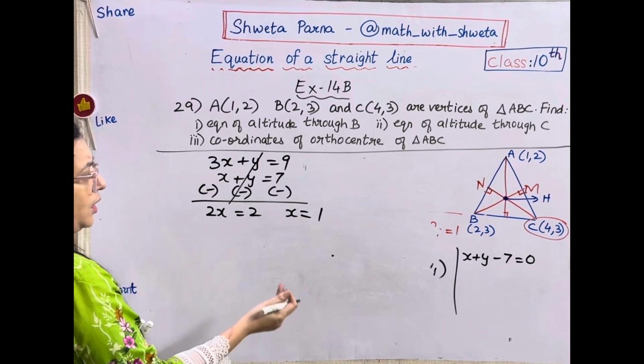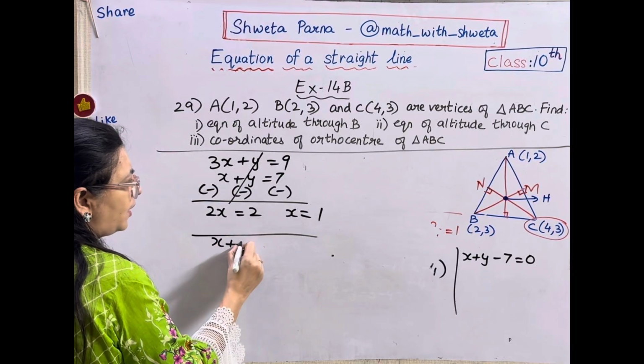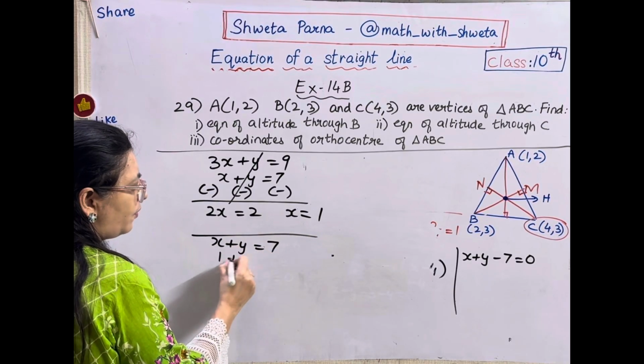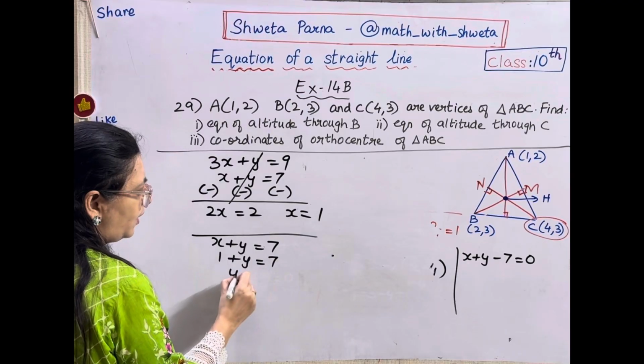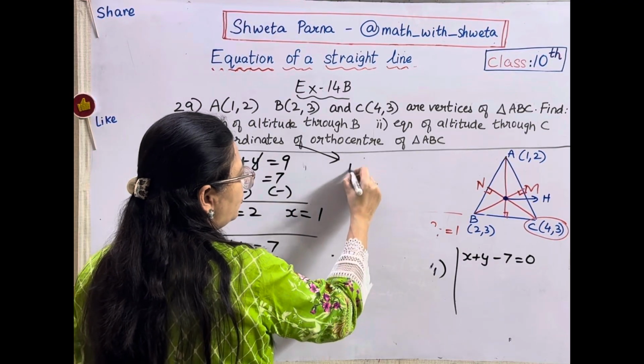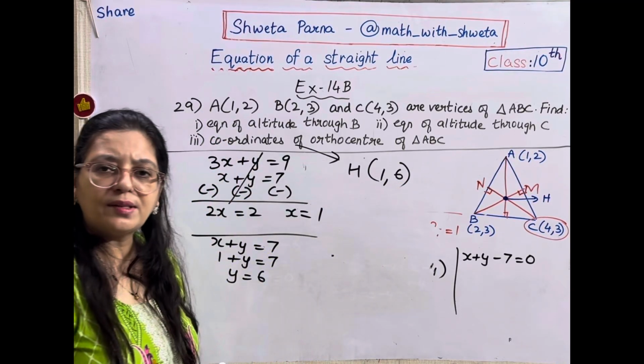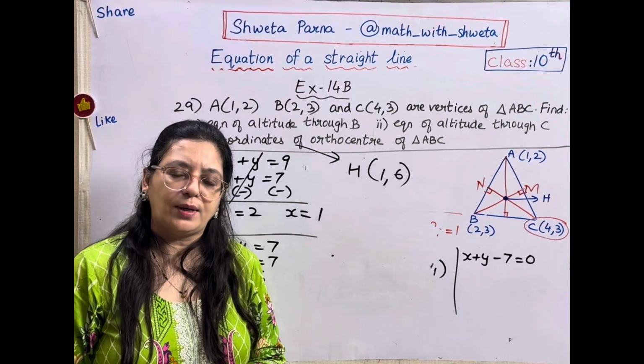Now substitute in any equation to get the value of y. Say x plus y is equal to 7, 1 plus y is equal to 7, so y is equal to 6. So the coordinates for H would be 1 and 6. I hope it's clear. Come on, let's go to the next one.